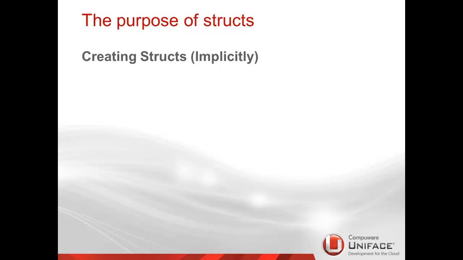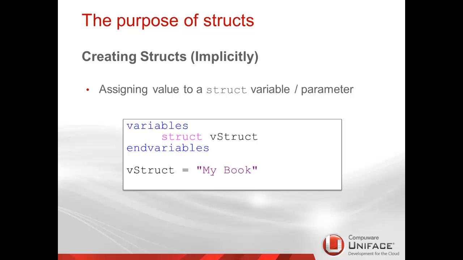A struct can also be created implicitly. This can be done by assigning a value to a struct variable parameter. For example, like this. Here we assign the string myBook to the struct variable vstruct.